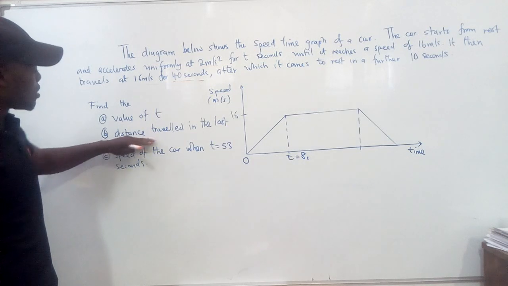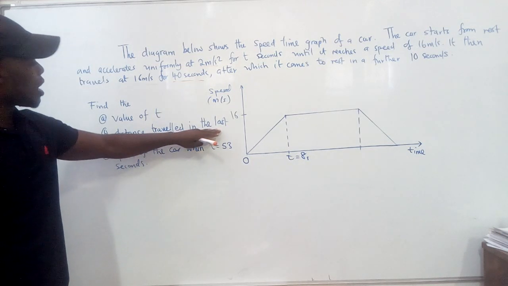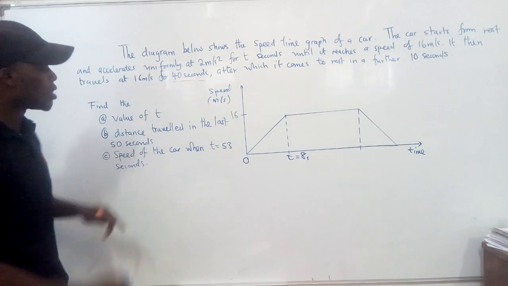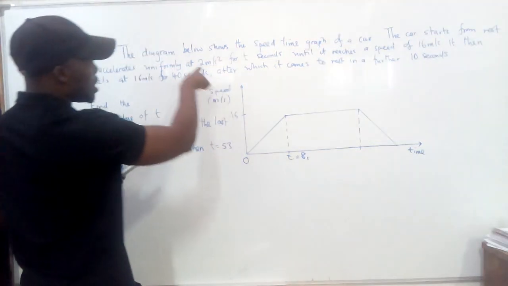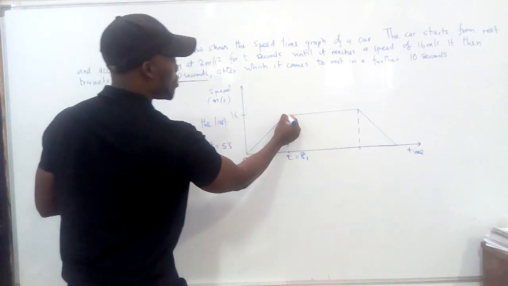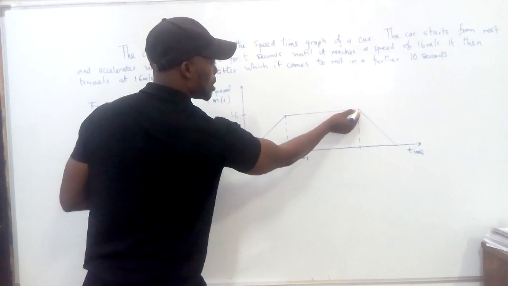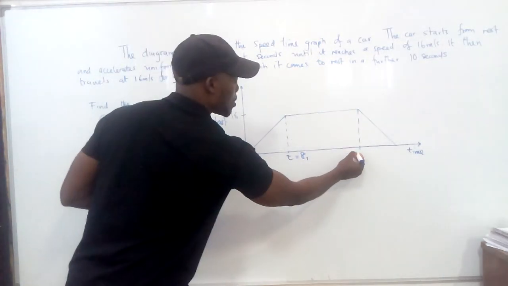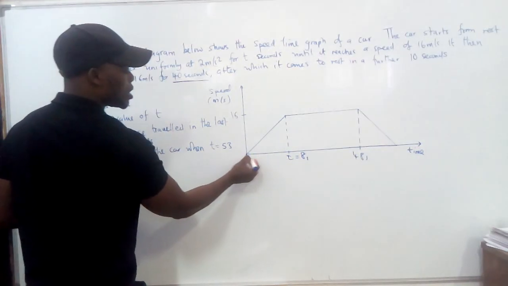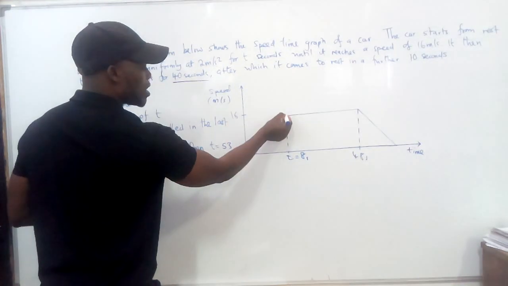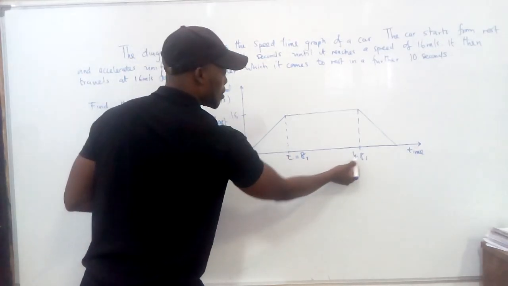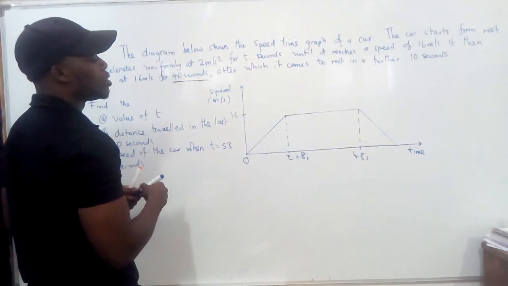They are saying distance traveled in the last 50 seconds. Okay, last 50 seconds. So in the question, they said when the car reached here, it traveled 40 seconds. So from here to here, it was 40 seconds. So what is supposed to be here? It's 48 seconds, because from here to here, it's 8 seconds, and they said from here to here, it traveled 40 seconds. So it will be 8 plus 40, which is 48.